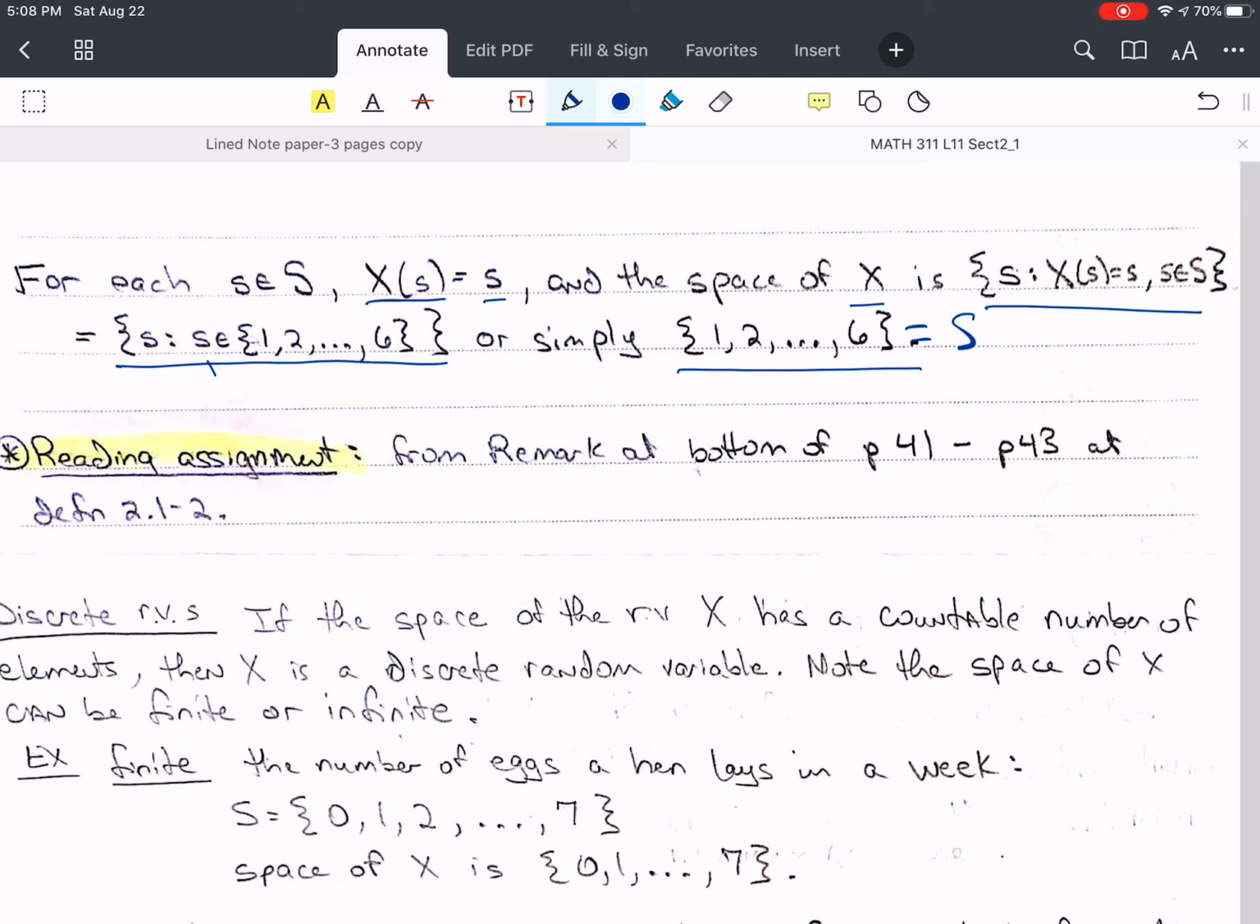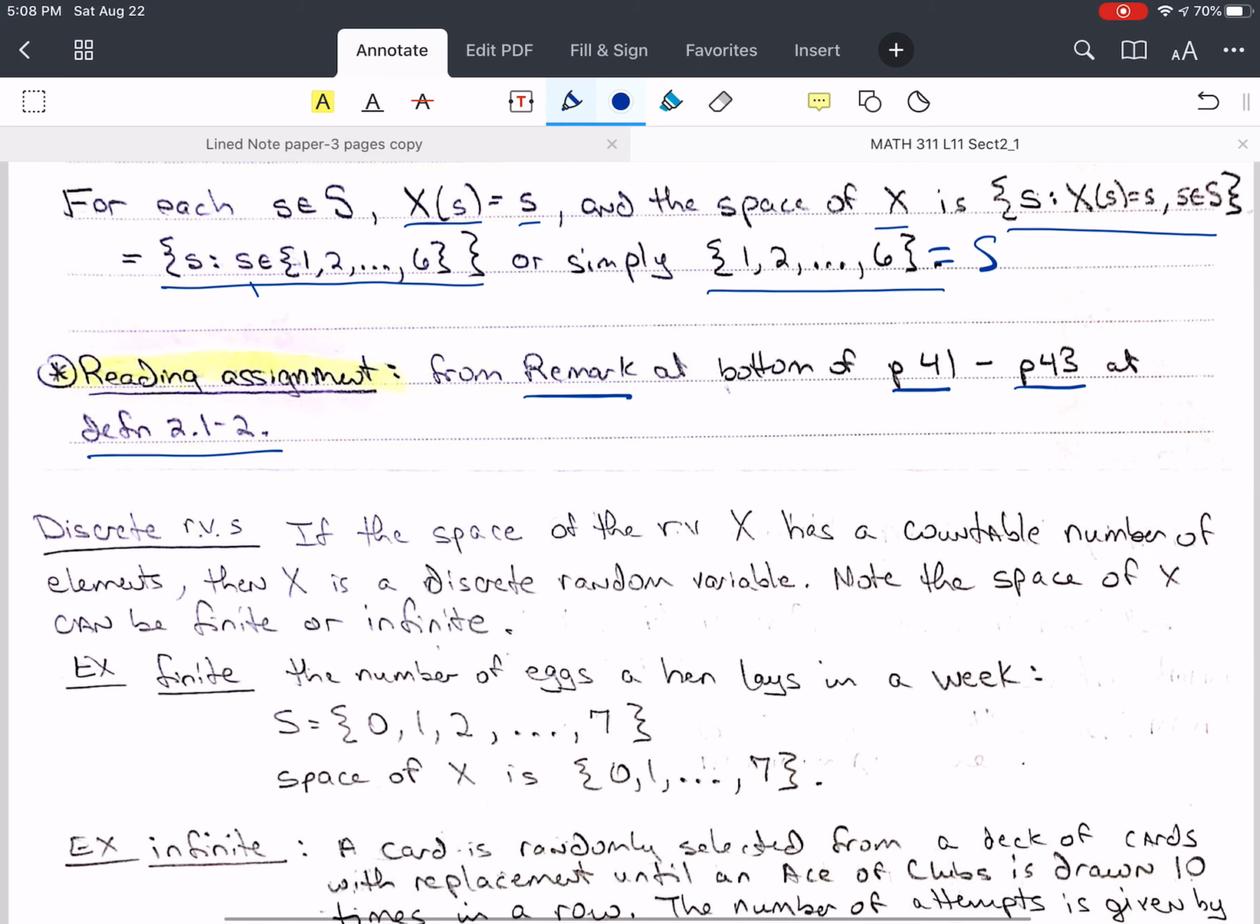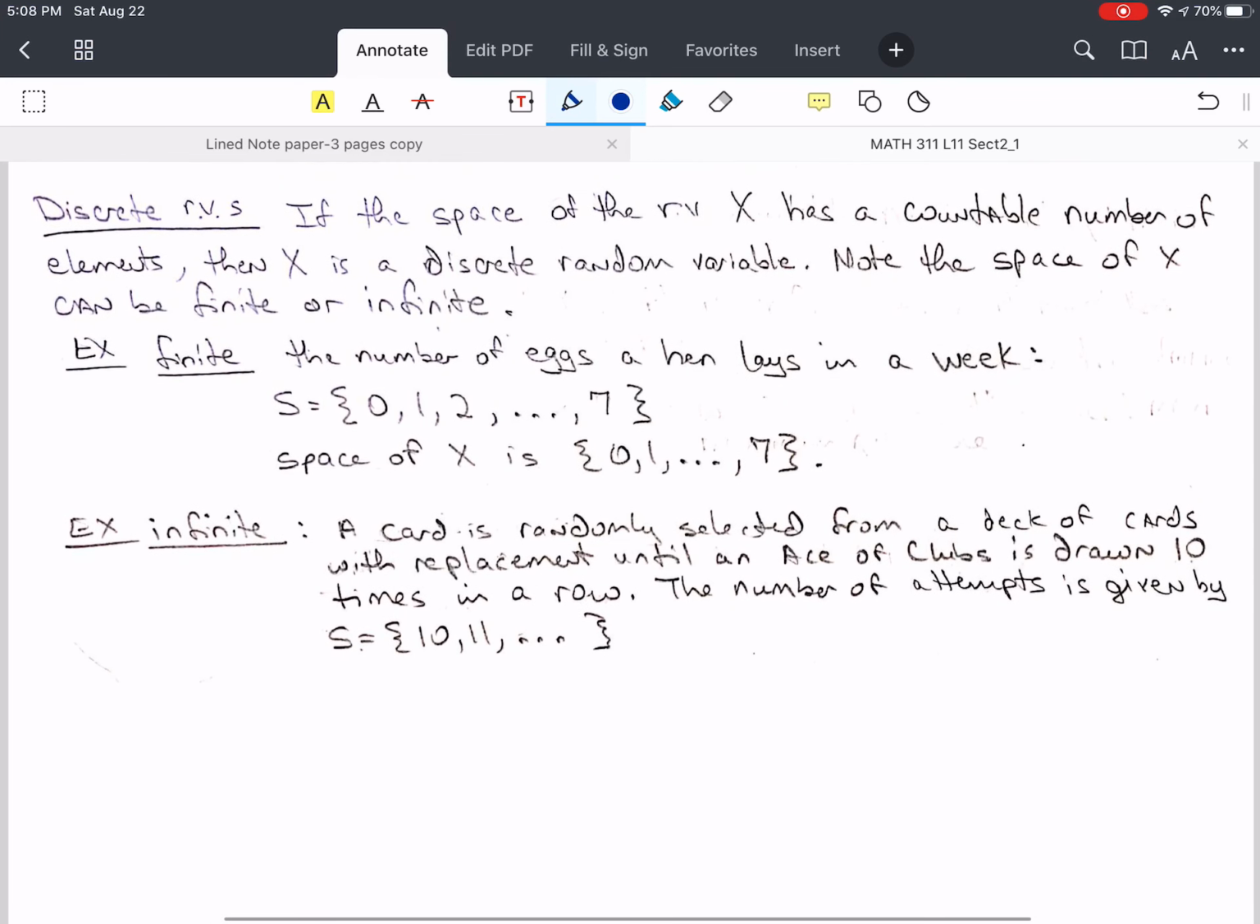Your reading assignment is to read from the remark at the bottom of page 41 all the way through about midway through page 42 and stop at Definition 2.1-2. Of course you can read more, but that's what's being assigned. So please read that so you'll understand the homework a little bit better. All right.